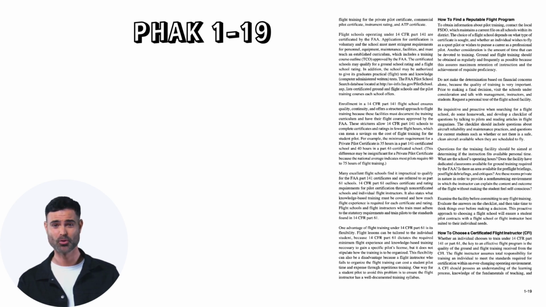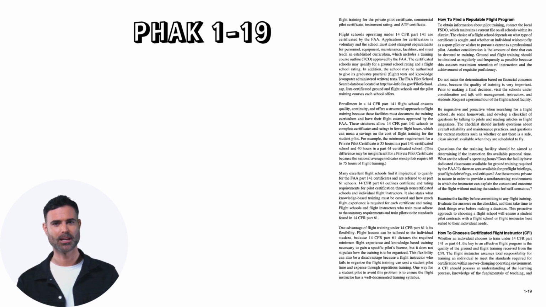Many excellent flight schools find it impractical to qualify for the FAA Part 141 certificates and are referred to as Part 61 schools. 14 CFR Part 61 outlines certificate and rating requirements for pilot certification through non-certificated schools and individual flight instructors. It also states what knowledge-based training must be covered and how much flight experience is required for each certificate and rating. Flight schools and flight instructors who train must adhere to the statutory requirements and train pilots to the standards found in 14 CFR Part 61.